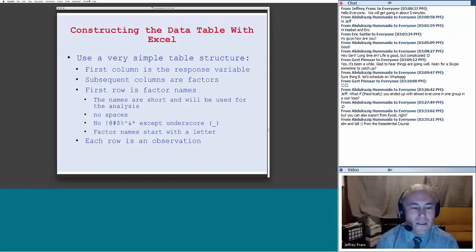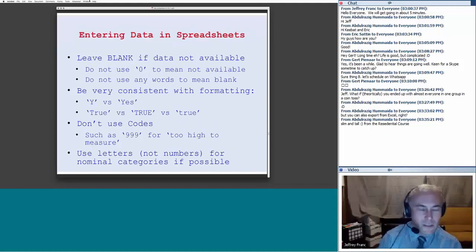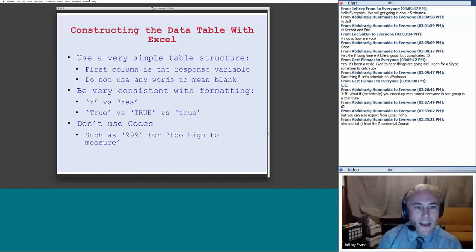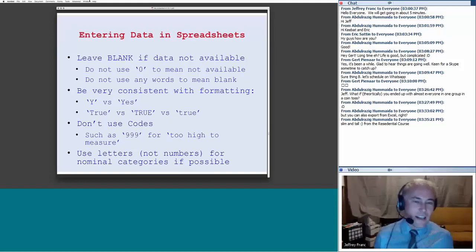Okay? So first column, response variable. All the subsequent columns are factors. On the first row, we're going to give a name to each column. These are short names. And then each row after the first one is a single observation. So that's it. That's what your spreadsheet's going to look like. It looks incredibly simple. And now we're going to enter the data into the spreadsheets.